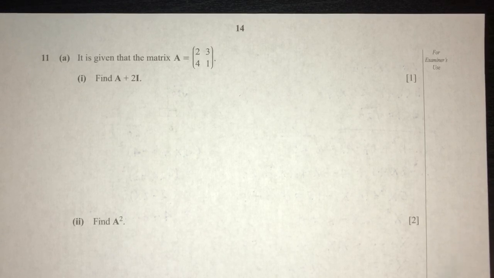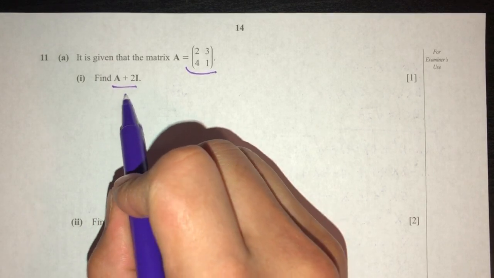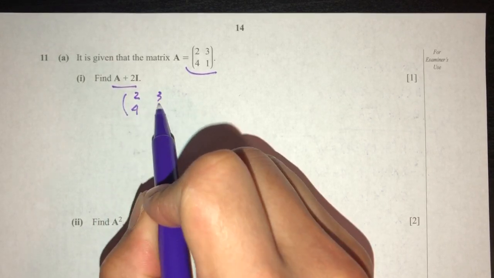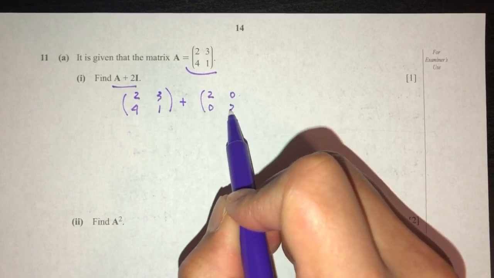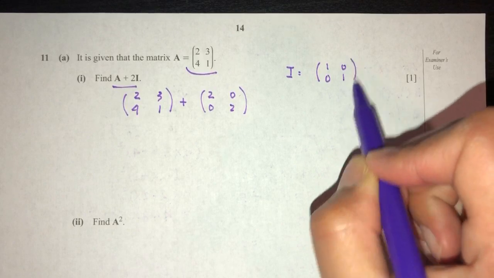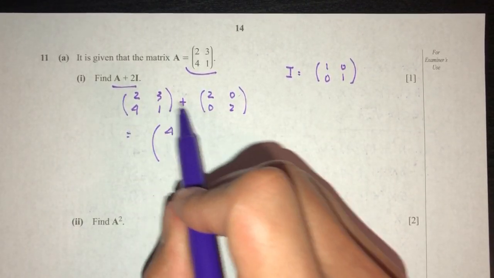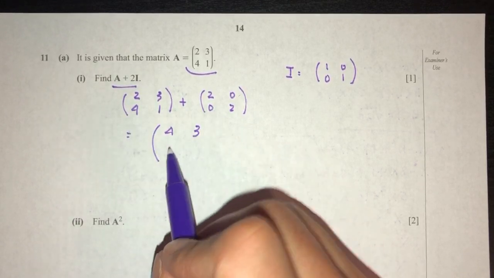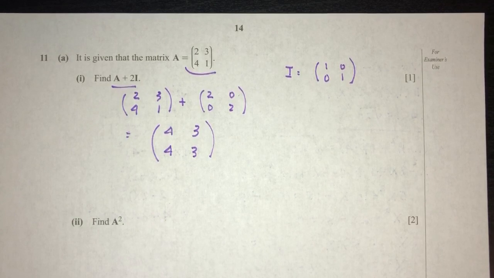It is given that the matrix A is this. Find this, very easy. So A will be 2, 4, 3, 1 plus 2I, which is basically 2, 0, 0, 2, because I is equal to 1, 0, 0, 1. Something you have to know for sure. So simplify. 2 plus 2 is 4, 3 plus 0 is 3, 4 plus 0 is 4, and 3, 1 plus 2 is 3. That will be your answer for part 1.